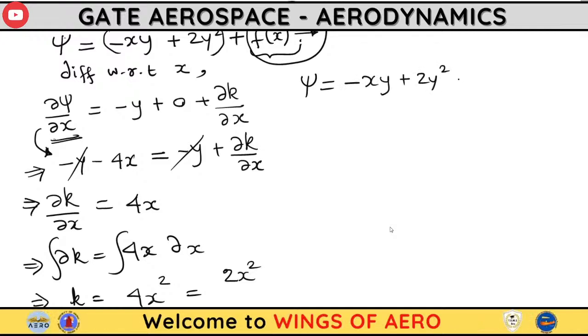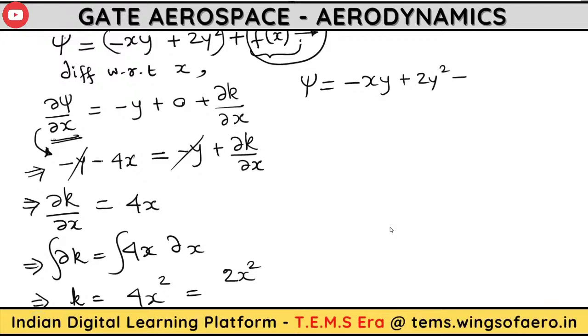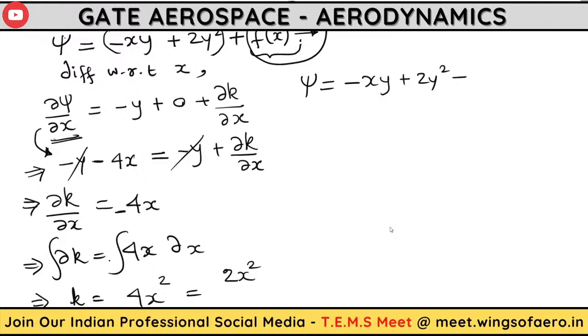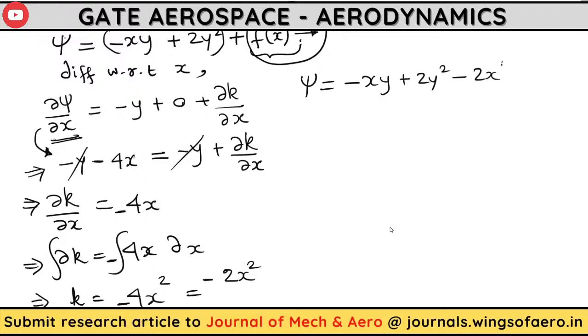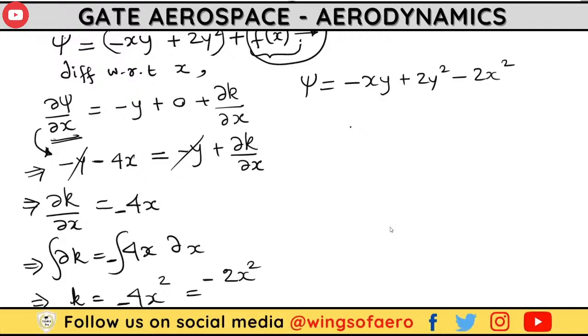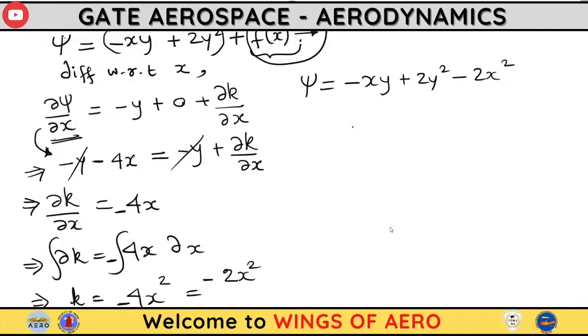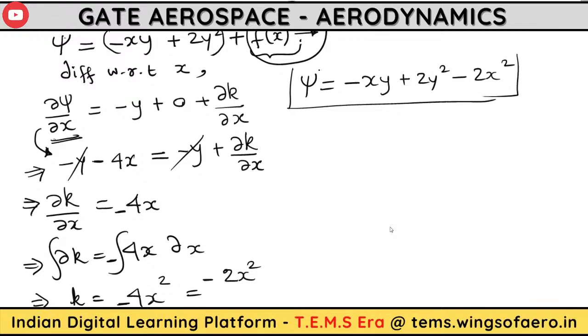It was plus or minus. I think I missed one thing. See, I have missed a minus. So it is minus 2x squared. Okay, did you get the point? Yes, ma'am. Okay, so this is the stream function.